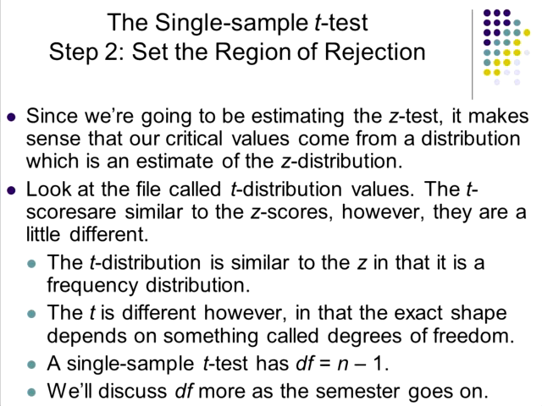And it turns out that the t distribution is different from the z distribution, but it depends upon something called degrees of freedom. We're going to talk more about degrees of freedom as the semester moves on. But for now, a single sample t-test has degrees of freedom equal to n minus 1. In other words, the sample size minus 1.